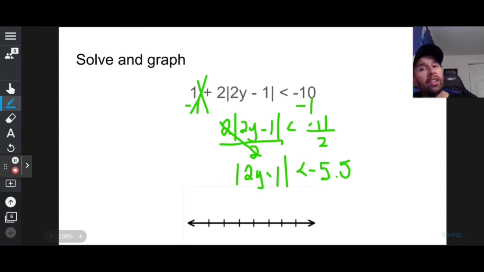Now, I'm kind of crossing into Algebra 2 territory here. This is pretty difficult for Algebra 1, but I believe in you. I believe in me. I believe in us. I believe in we. I made that up just now.